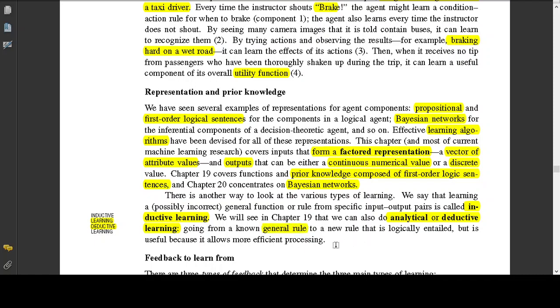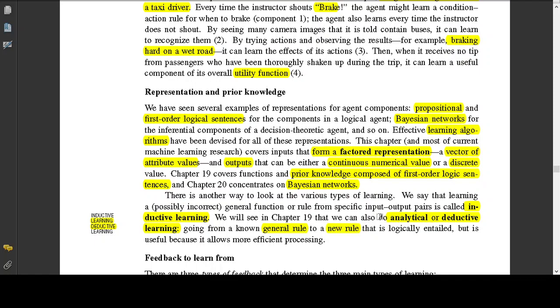We have to derive a new rule that is logically entailed, but is useful because it allows more efficient processing. So from an existing rule we have to derive a new rule, that is an analytical or a deductive rule.